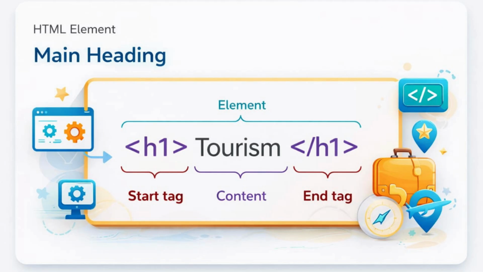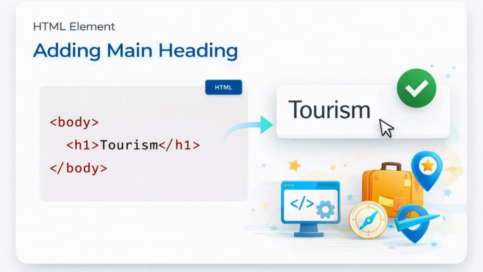So together, start tag plus content plus end tag equals one complete heading element. This heading will appear big and bold on your web page. And that's how you create a main heading using HTML. Let's understand how to add a main heading in HTML in the easiest way possible.